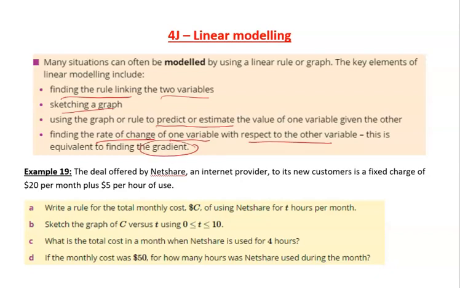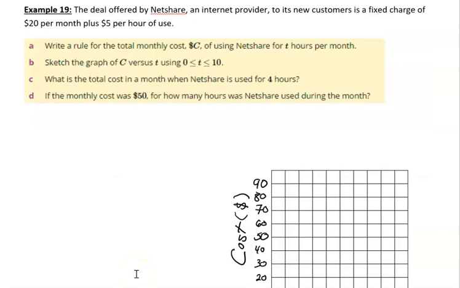So let me show you an example. So this company, NetShare, an internet provider, is providing a deal to its new customers. They've got to pay $20 a month plus $5 per hour of use. And yes, we did used to have these kinds of things.